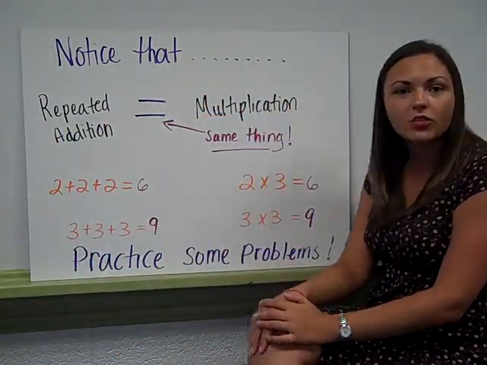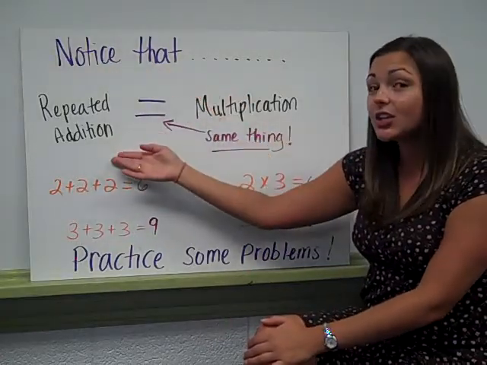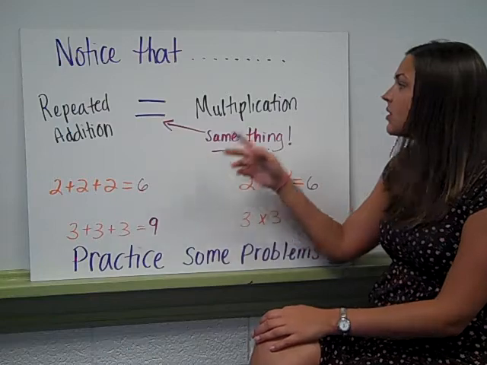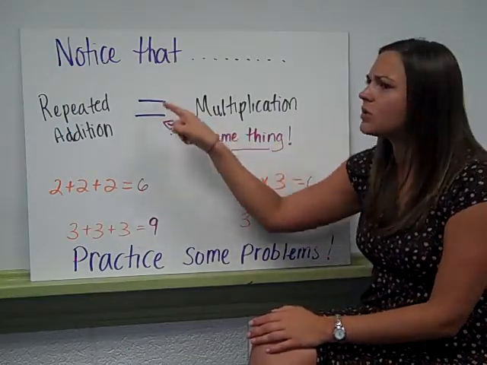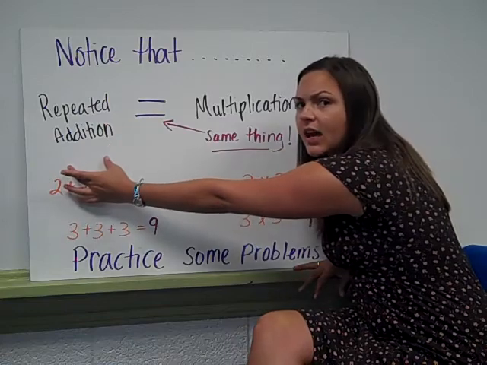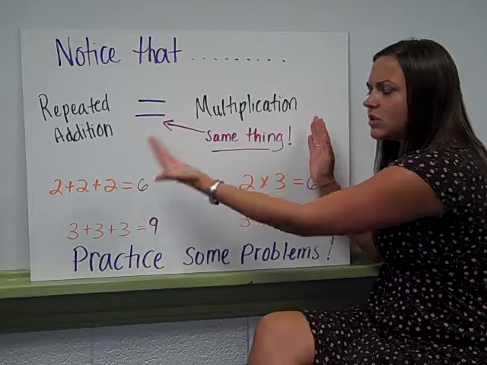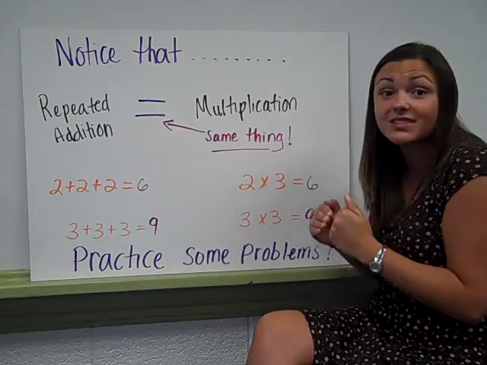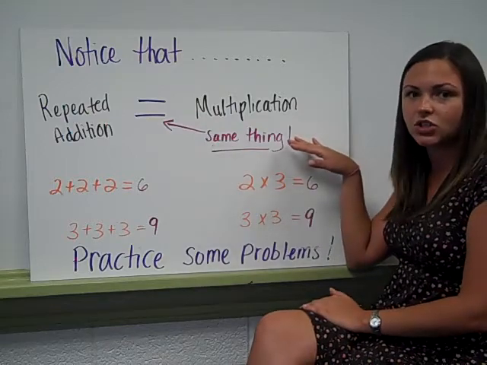Now that you've paused it and you thought about it for a second, we should notice that repeated addition equals multiplication. They are the same thing. Remember, when you use this equal sign, the thing on this side has to equal the thing on this side. Both the left and the right sides of the equal sign have to equal each other. They have to be the same. Repeated addition is the same thing as multiplication.